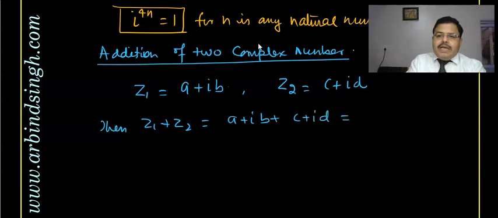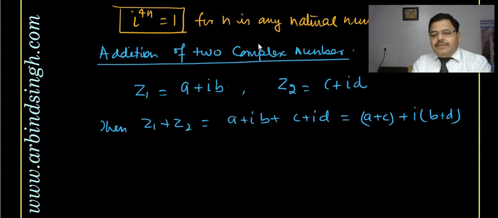A real number can be added with real only, so it is a plus c plus iota into b plus d. Iota can be written on either side. So addition is possible if and only if real can be added with real and imaginary can be added with imaginary. Real and imaginary cannot be added together; just a plus sign can be given in between, but they cannot be added.